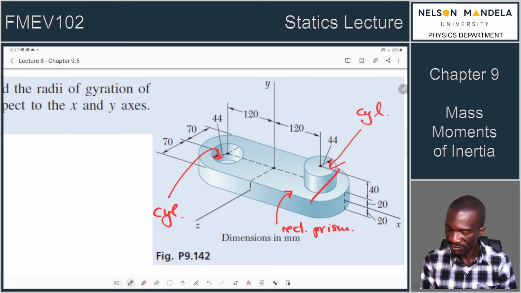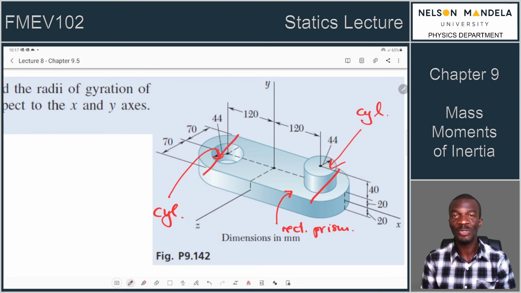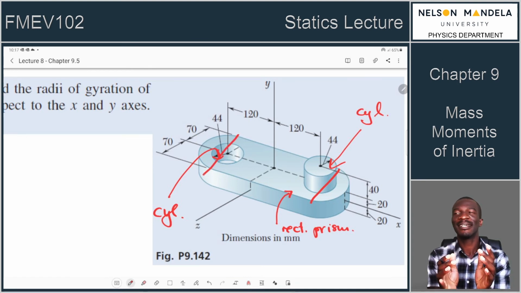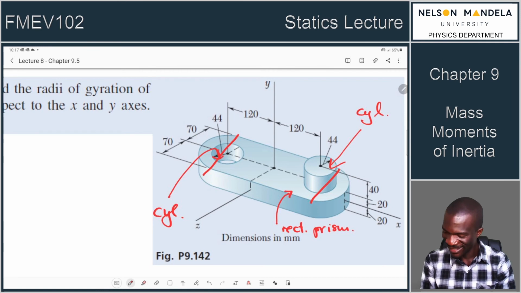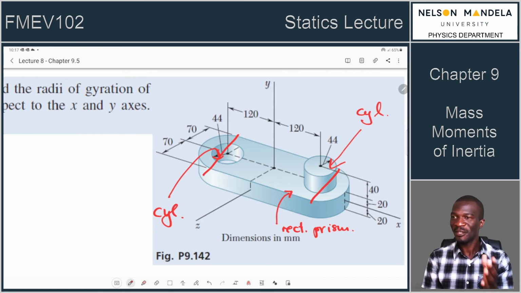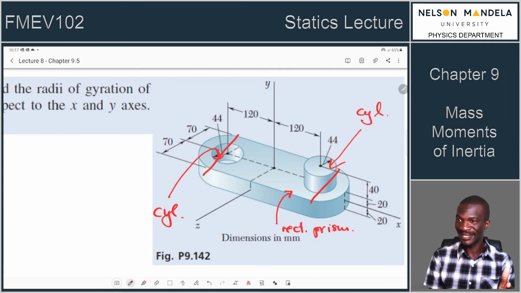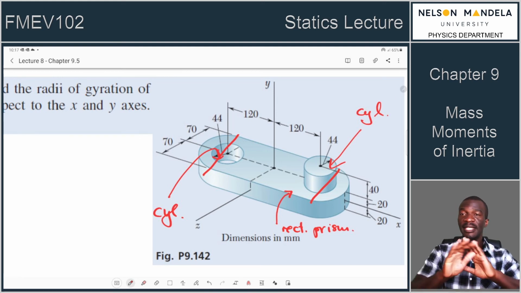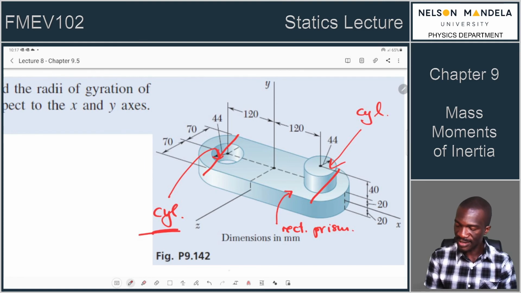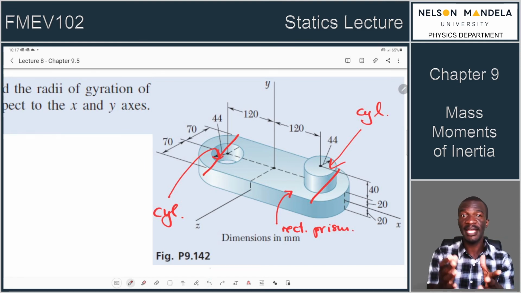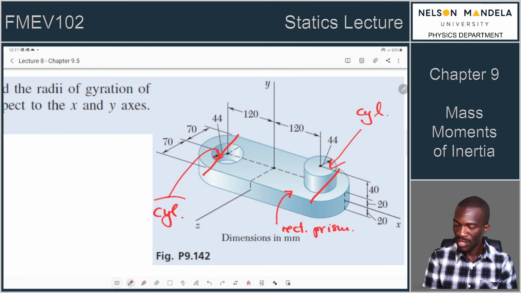What can you do with these half moons? If we join the hemispheres, they become a cylinder, isn't it? Right? So remember, we've already defined this. This is going to be subtracted because we know the area is a negative area. So whatever mass moment of this is going to be subtracted.